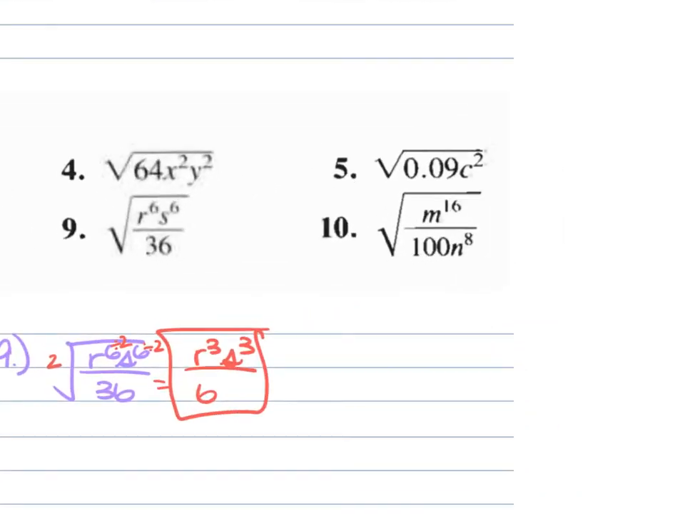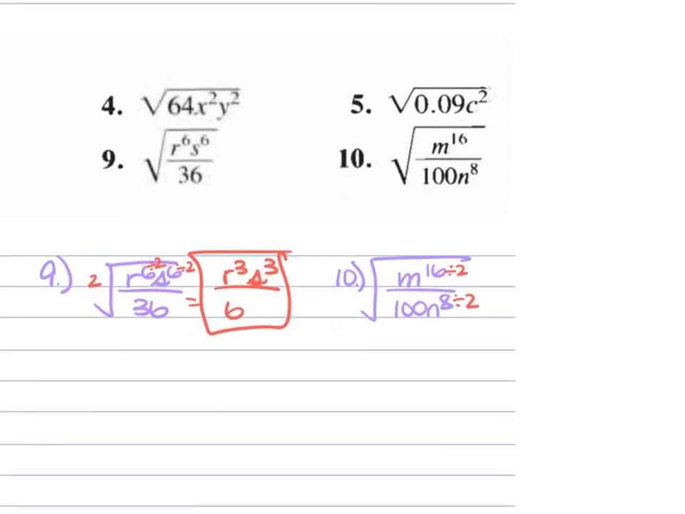And lastly, for 10, we have m to the 16th power over 100, n to the 8th. So we're going to divide the 16 by 2, the 8 by 2, and take the square root of 100. That would be m to the 8th over 10, n to the 4th.